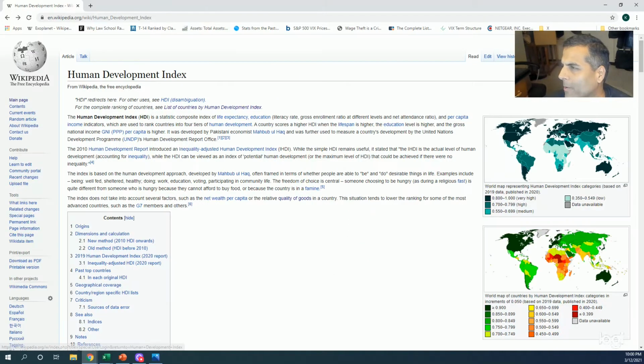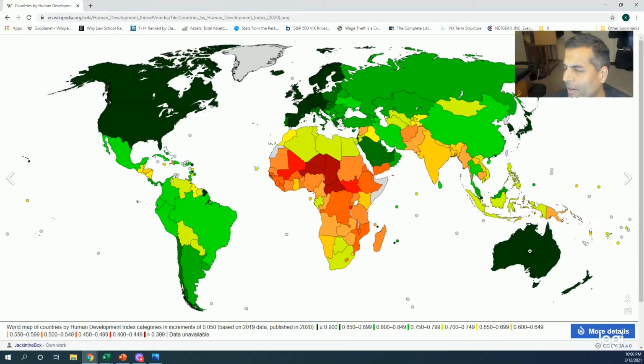Going back to the Wikipedia page, you have more granularity of colors, and you can see the scheme here. Dark green is the highest, then it gets to lighter green, yellow, then orange, deeper orange and red, you get to more and more poverty. And you can tell which regions of the world are the pockets of poverty that still exist. But ultimately, this is the categorization of the index across a lot of different levels.